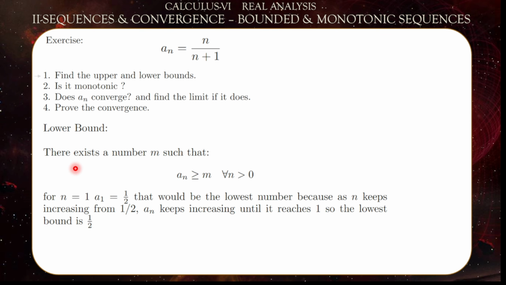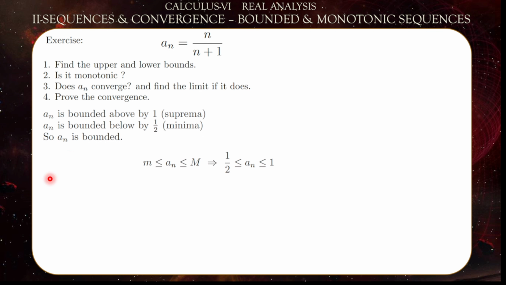Now, for the lower bound, there exists a number lowercase m such that a_n is greater than or equal to lowercase m for all values of n strictly greater than 0. Again, for n equal 1, a_1 equals 1/2. That would be the lowest number because as n keeps increasing from 1/2, a_n keeps increasing until it reaches 1. So the lowest bound is 1 divided by 2.